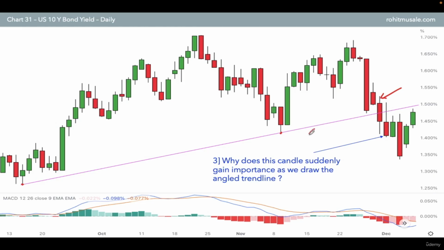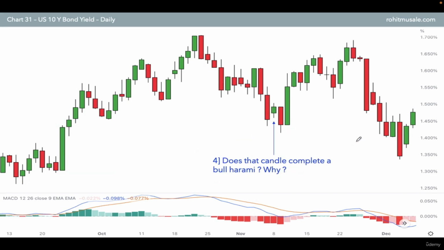So it's like old support becoming new resistance, right? Change of polarity. So suddenly that candle attains importance because it is very bearish. It is making that angled trend line as resistance. Number 4, does that candle complete a bull harami and why? I don't think so, because if you measure the real body of this candle, it is not less than 20 to 25% of the real body of this red candle. So I don't think that's a strict bull harami, although you'll have to do some measurements here.